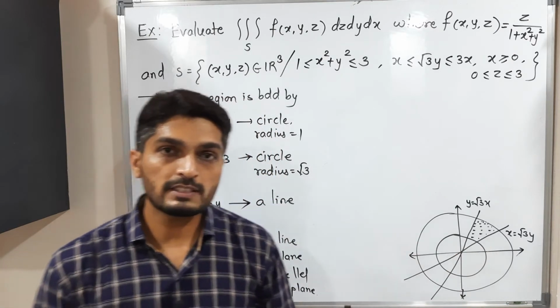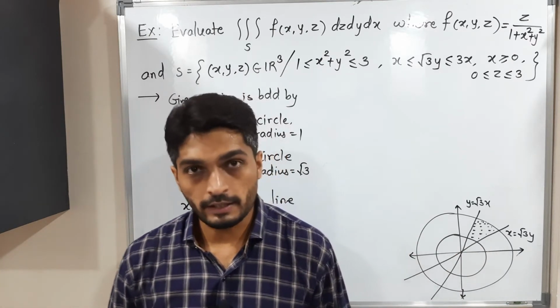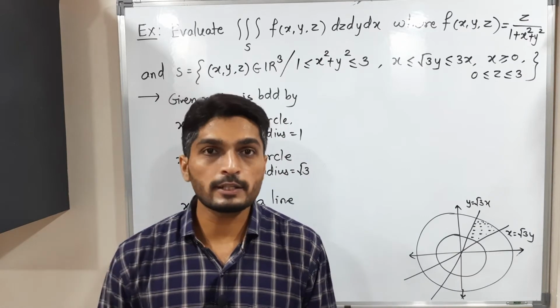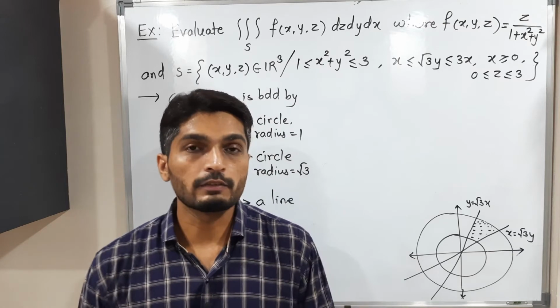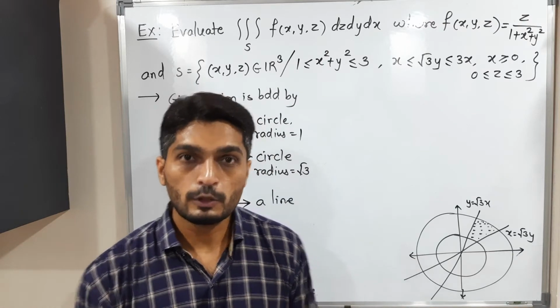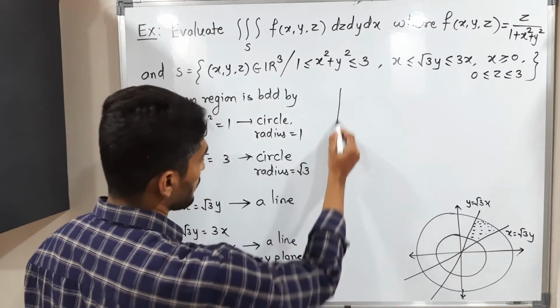So when we have a cylinder, we use cylindrical polar coordinates. Using xyz also we can solve the problem, but if you convert it into cylindrical polar coordinates, we can easily solve the problem. So let us convert it into cylindrical polar coordinates.